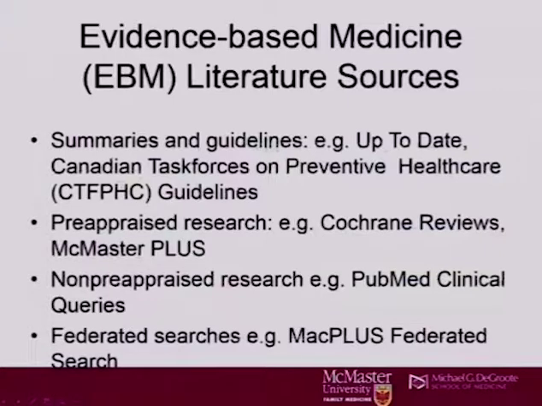here's a short summary of categories of evidence-based literature resources and where they fall within that evidence pyramid, and some examples of actual resources that you might be familiar with. Summary resources include UpToDate, as well as the Canadian Task Force on Preventative Healthcare. Some pre-appraised resources include things like Cochrane reviews and the McMaster Plus database that I'm briefly going to touch on later. And the non-appraised research, that's the research that you have to put your own critical appraisal spin on, come from resources like PubMed, like we've looked at in detail.